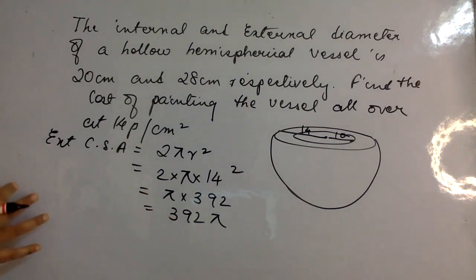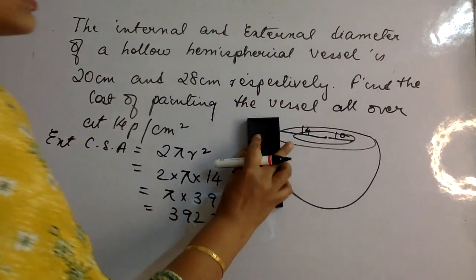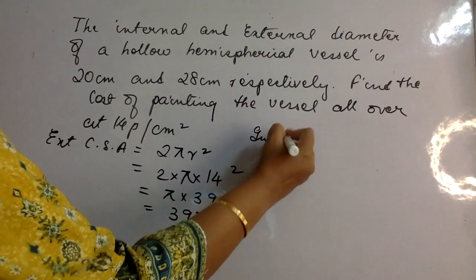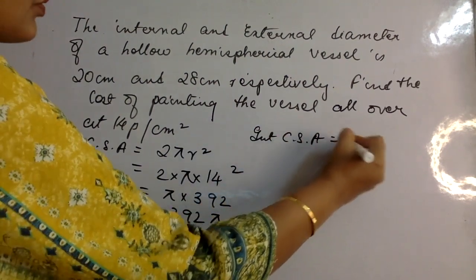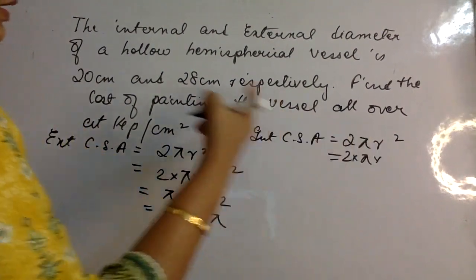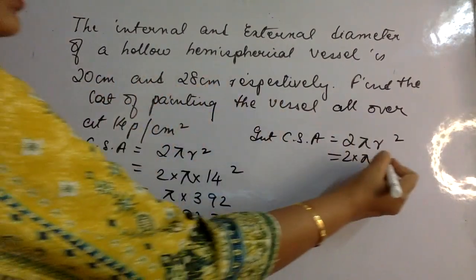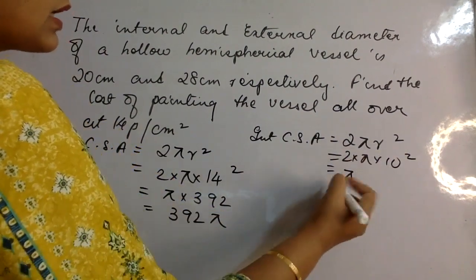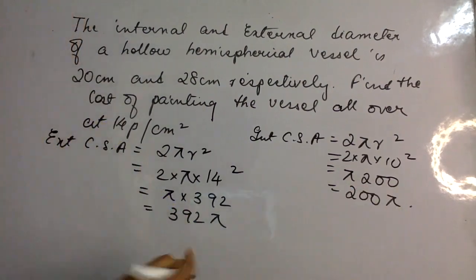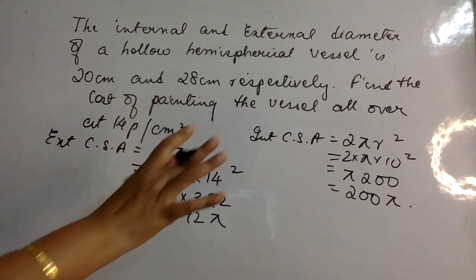Okay. Now coming to the second part of it, we need to find the internal curved surface area. How do we find the internal curved surface area? In order to do that, internal CSA, that is again 2 pi r square, but then it is the internal radius we are going to take. 2 into pi, this time the radius is 10. So it is 10 square, which is pi and 200, right? Which is 200 pi. Okay, so it's 200 pi. And we are going to leave the sum over there.